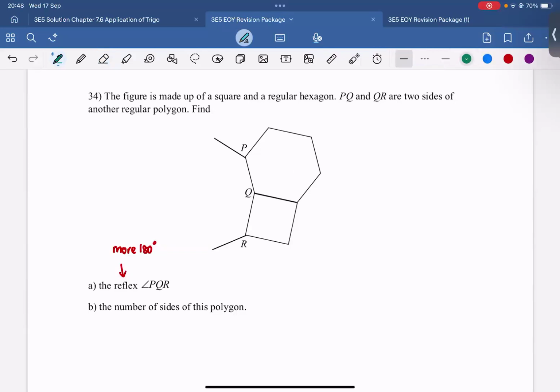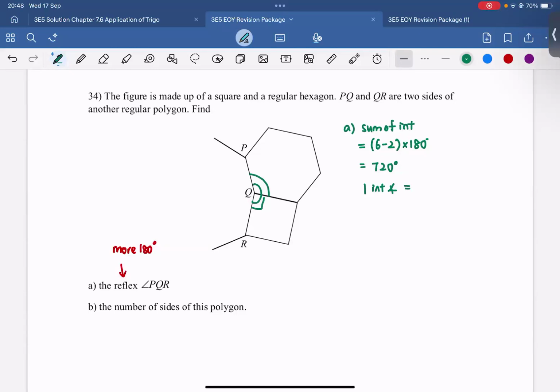Okay, so they want this angle. How do we find it? You can see this angle is made out of the interior angle of the hexagon and the square. So we just need to find those interior angles. Sum of interior angles, formula: 6 minus 2 times 180 degrees, which is 720 degrees. This is the sum of everything. So how to find one of them?